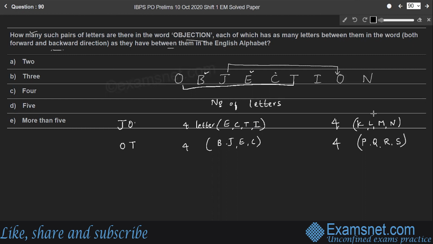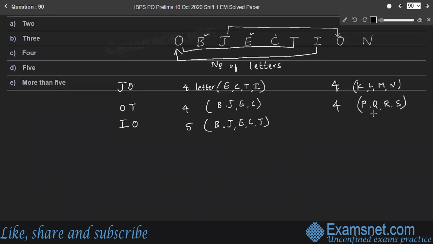And the next pair, we can consider O and I in the backward direction. I to O, right? So we can consider the I-O pair. So in the given word, there are 5 letters. They are B, J, E, C, and T. These are the 5 letters between them in the given word. In the alphabetical series, I comes first. So after that, J, K, L, M, and N. These are the 5 letters between I and O, right?